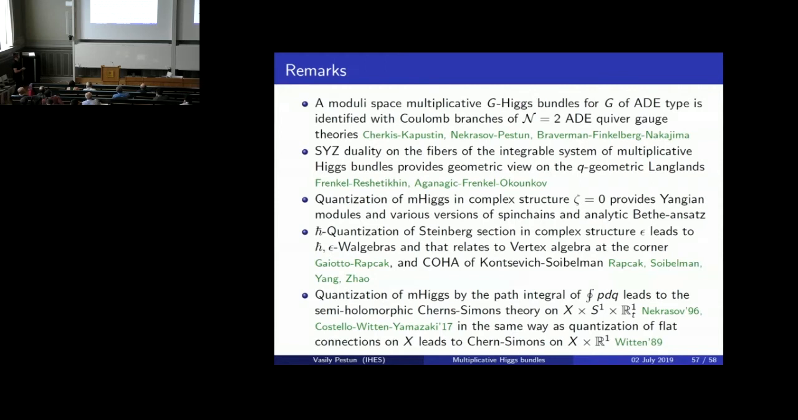And the final point: quantization of this moduli space of multiplicative Higgs bundles by the usual path integral of physicists, of the form exp of the integral of p dq, that's the inverse of d of omega, leads to a semi-holomorphic Chern-Simons theory when you extend the three-dimensional space by an additional line. The idea is in Nekrasov's thesis in 96 and in the work of Costello, Witten, Yamazaki, which gives the details. Morally speaking, it's parallel to the quantization of flat connections: how the quantization of flat connections on a Riemann surface X led to Chern-Simons theory on the three-dimensional space X times R in Witten's paper. Here you replace one de Rham direction by a Dolbeault direction, the d-bar and t. It gives this semi-holomorphic Chern-Simons theory, which quantizes the moduli space of Bogomolny equations.